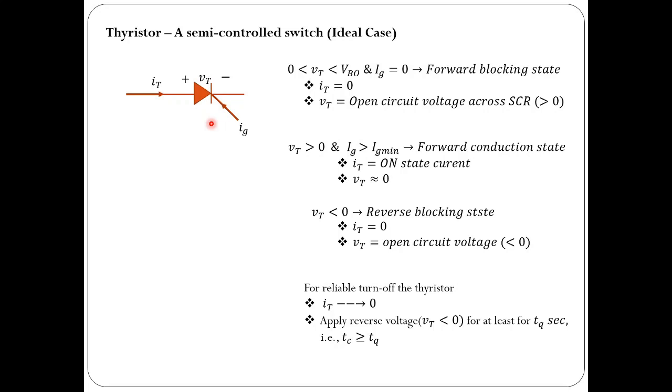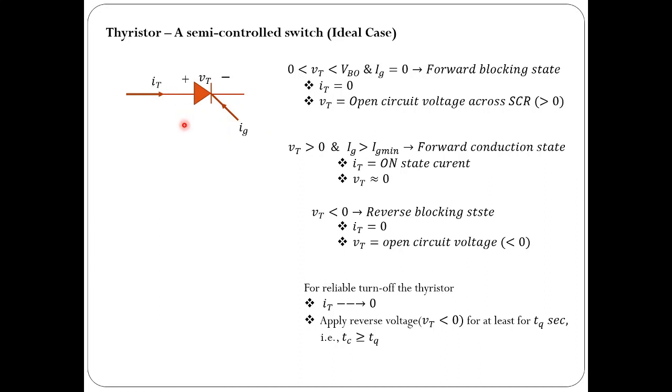Turn off is somewhat difficult when compared to the other power semiconductor transistors like BJT, IGBT and MOSFET, where they can be turned on as well as turned off. They are completely controlled switches. You can turn on and turn off by applying the control signal. But in case of thyristor, by removing the gate pulse, you cannot turn it off.